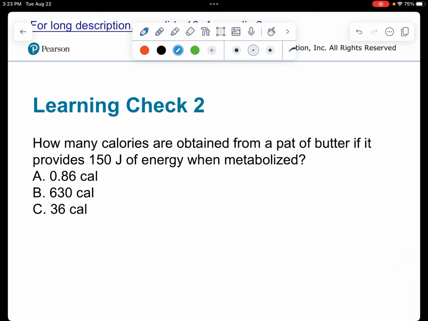How many calories are obtained from a pat of butter if it provides 150 joules of energy when metabolized? 150 joules, it's 4.18 joules per 1 calorie. That's actually the conversion: 1 calorie is 4.18 joules. So I've taken this equivalence and turned it into a conversion factor. And because I have joules in the numerator here, I need it in the denominator there.